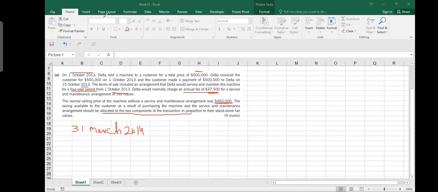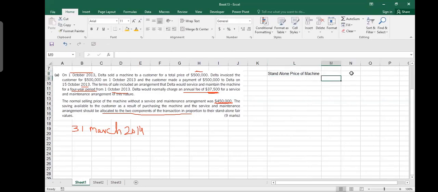So the first thing you need to do in such a situation, now this is a very typical IFRS 15 question, is to find out how much discount you are giving. So you say the standalone price of the machine is 450,000. And then you say service 4 years. So 1-year service is 37,500, and you multiply it with 4 and you take it here.